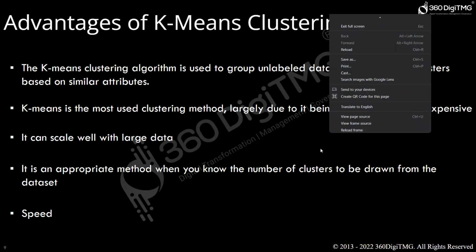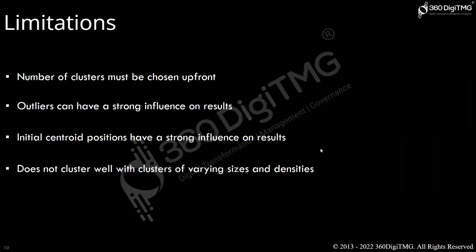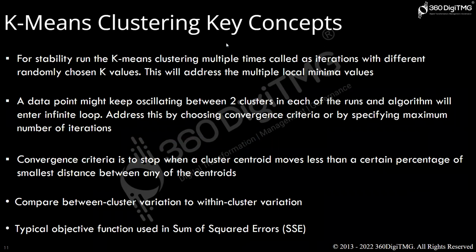Now we are going to see what are the limitations. The limitations of K-means clustering, guys, are that the number of clusters must be chosen upfront. Outliers can have a strong influence on results. Initial centroid positions have a strong influence on results. It struggles with clusters of varying sizes and densities. The main thing is that the number of clusters must be chosen upfront.